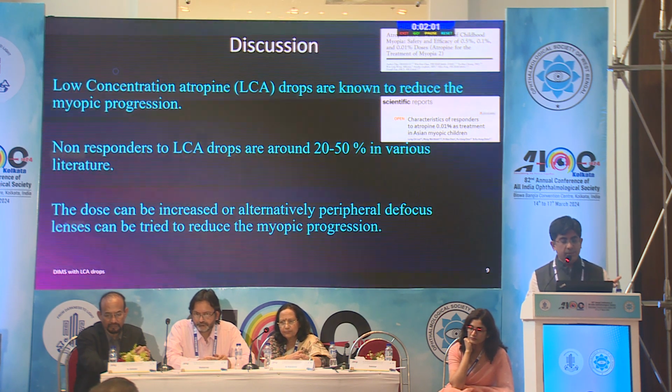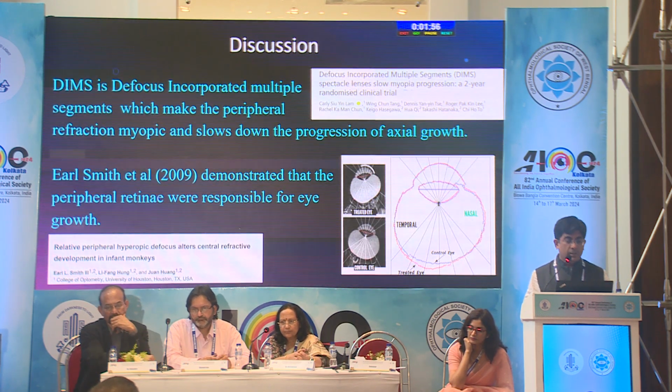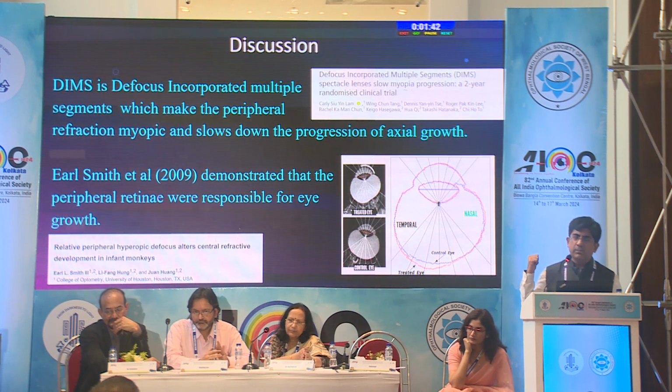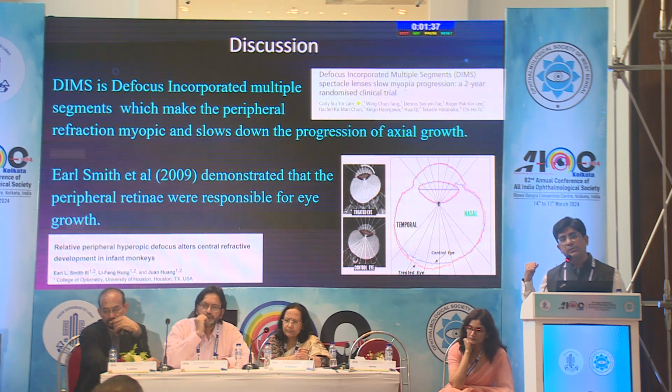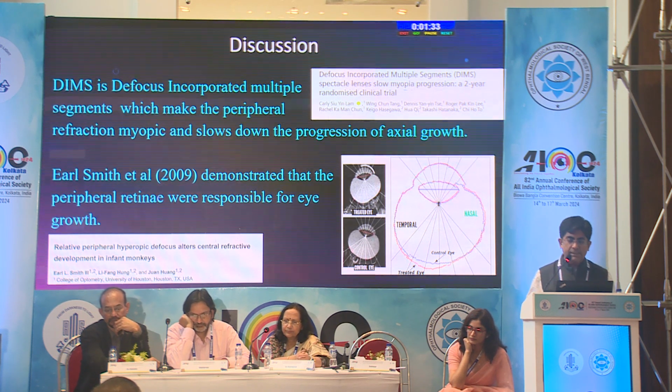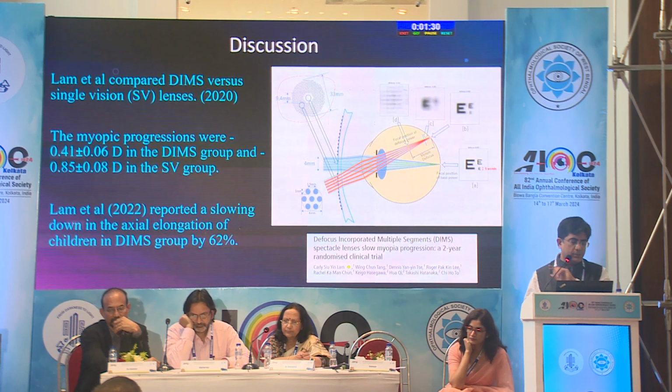The dose can be increased, or alternatively, we can prescribe peripheral defocus lenses. Now, DIMS is defocus incorporated multiple segments, which makes peripheral refraction myopic and slows down the progression of myopia. It is very well documented that the peripheral retina is actually responsible for ocular growth. This was the study done in Macaque monkeys way back in 2007, followed up in 2009. There was another study followed up in 2013, and the final study was published by Earl Smith III in 2016. I don't have all those studies, but this was the follow-up of his thesis.